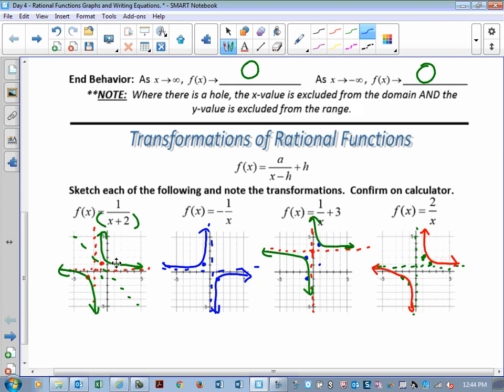Wait, where would the asymptotes go again? The asymptotes don't change. It's the x and the y axis, because a vertical stretch or compression isn't going to change your asymptotes. Okay?